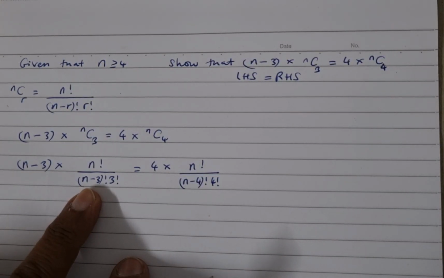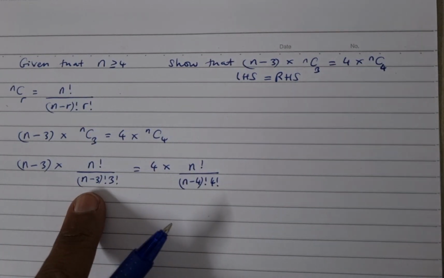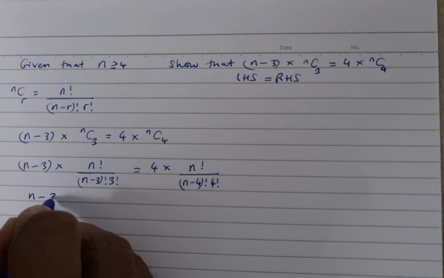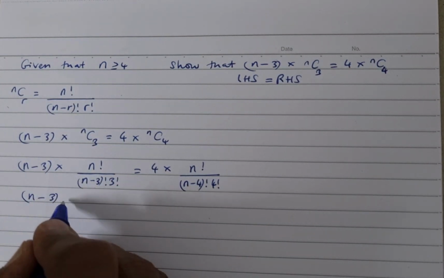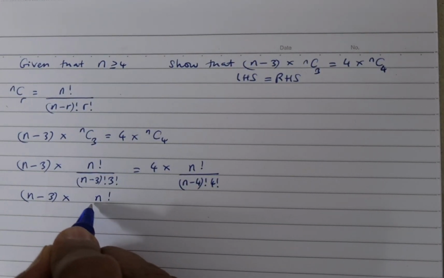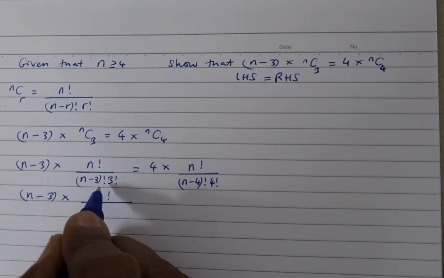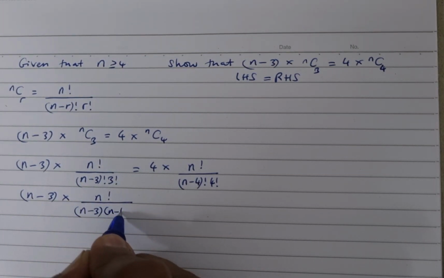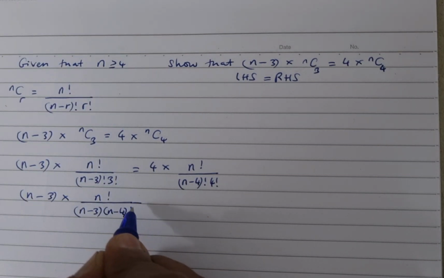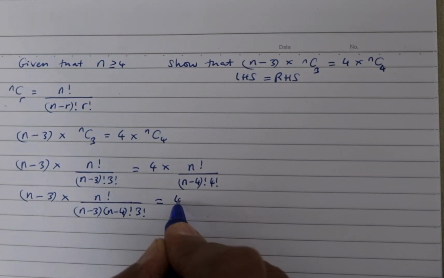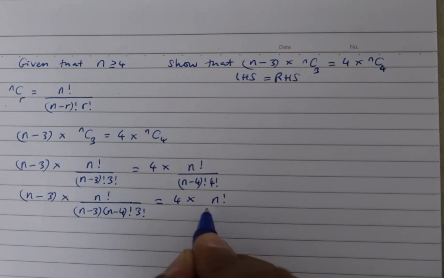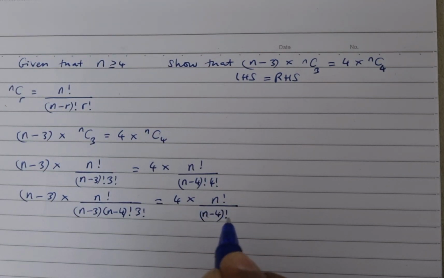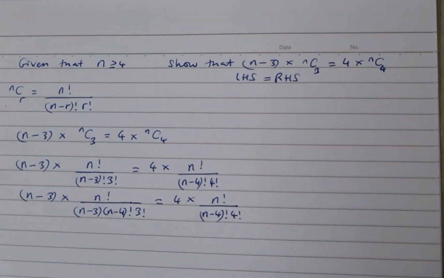What is (n minus 3) factorial? You can go as far as, say, n minus 3. Remember, we want to cancel this. So n minus 3 times n factorial divided by (n minus 3) factorial is the same as (n minus 3) times n factorial divided by (n minus 4) factorial over 3 factorial, is equal to 4 times n factorial divided by (n minus 4) factorial over 4 factorial.